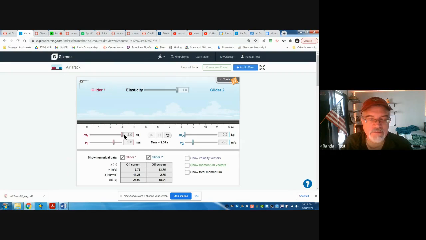Oh, just to keep it simple, let's set both of these at 2 kilograms. Okay, right before they hit, what's happening here? We have 5 and -5. That means they're approaching each other.